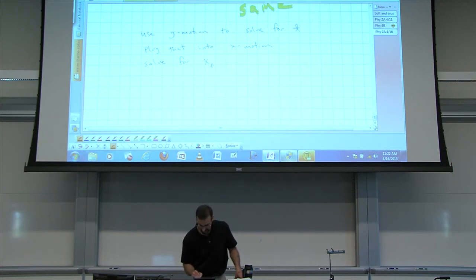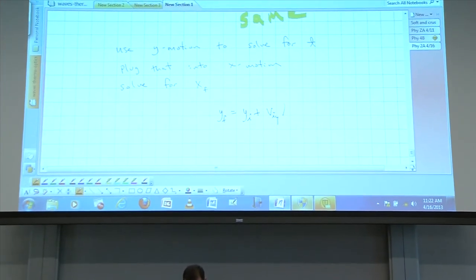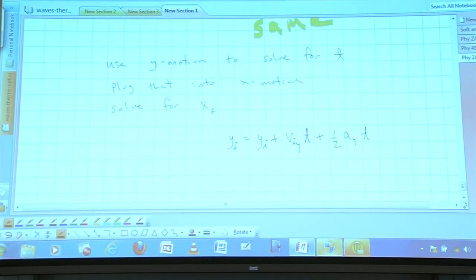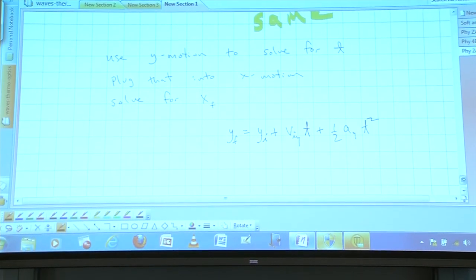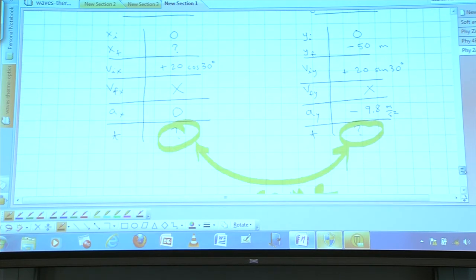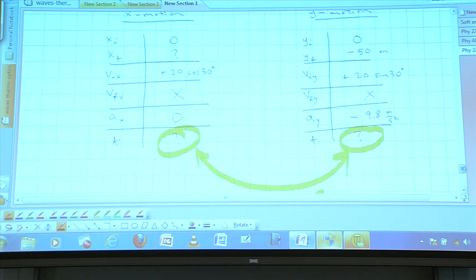So we get a quadratic then right off the bat. So the first thing we're doing is y final is y initial plus v initial in the y direction times t plus 1/2 a y t squared. And you plug in your numbers. What do you get? Minus 50, 0. What was v initial in the y direction? 10.